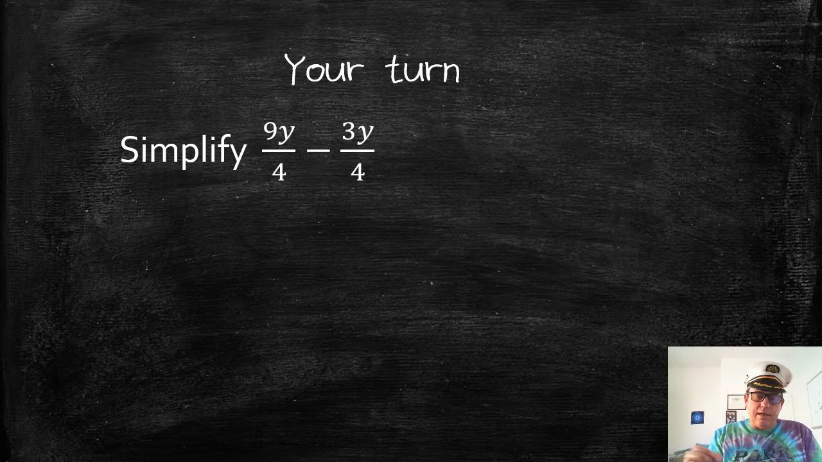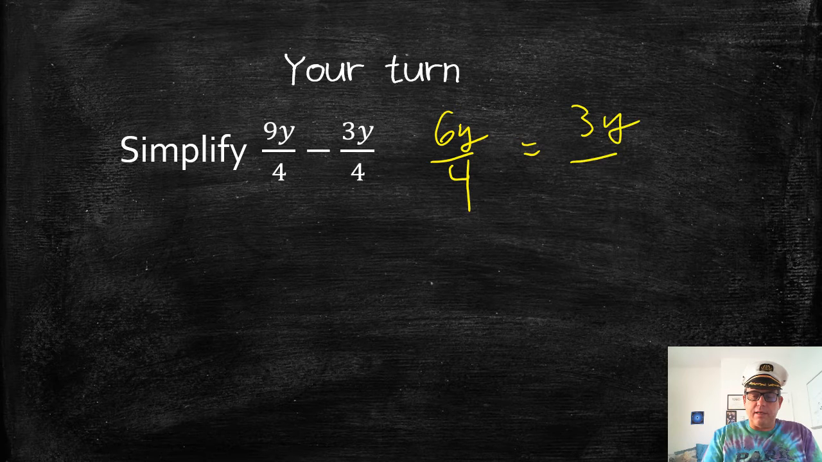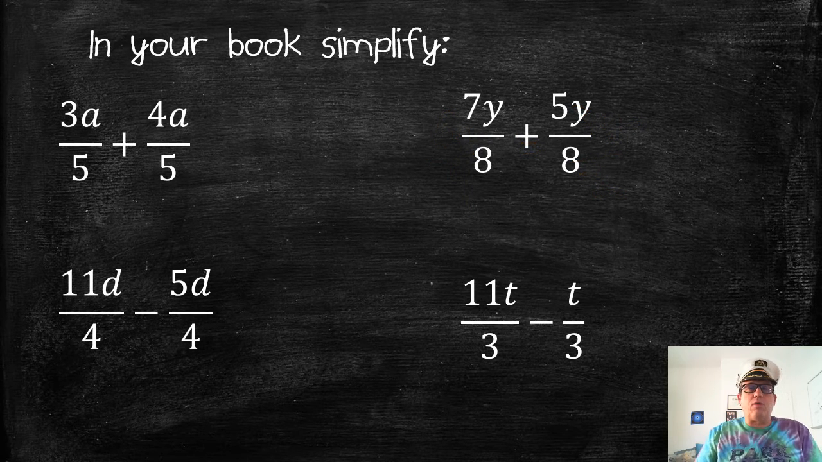9y minus 3y is 6y over 4. That's an improper fraction, but it's not simplified. I can simplify that to 3y over 2. Again, leave it as a simplified improper fraction. One more set of questions. Go ahead and do these in your book, and we'll be back and see how we did.